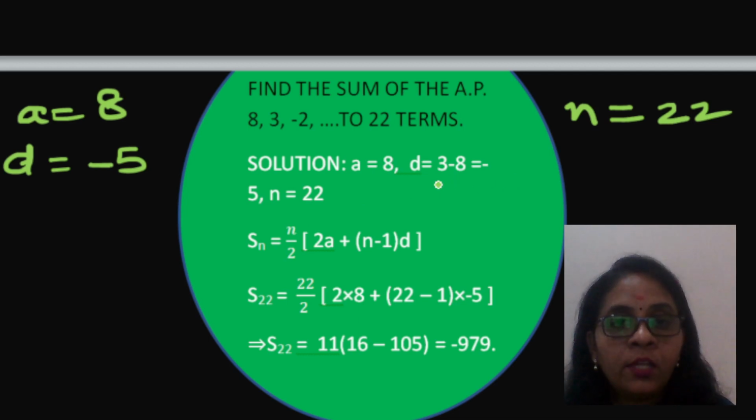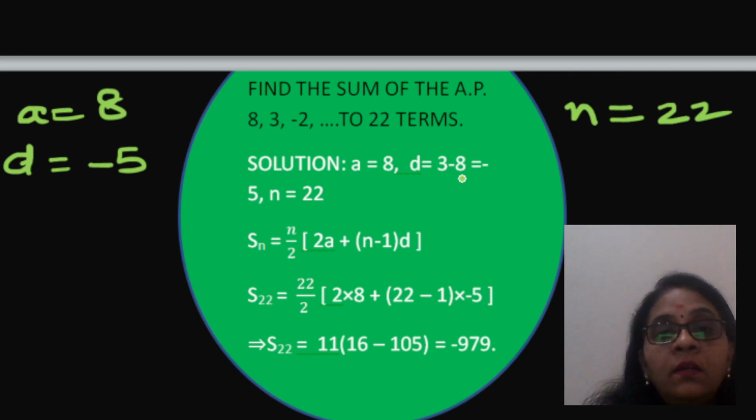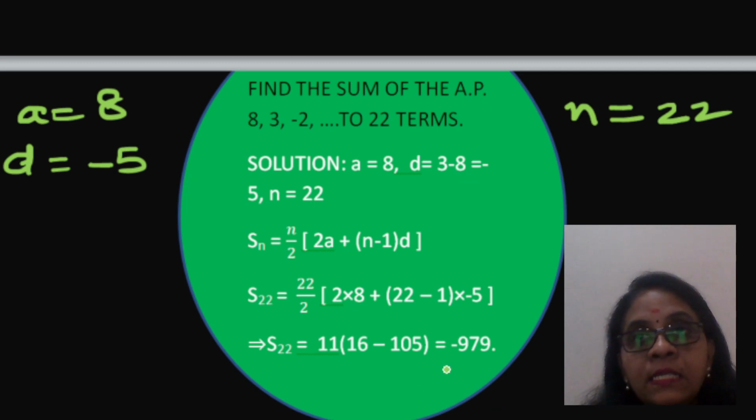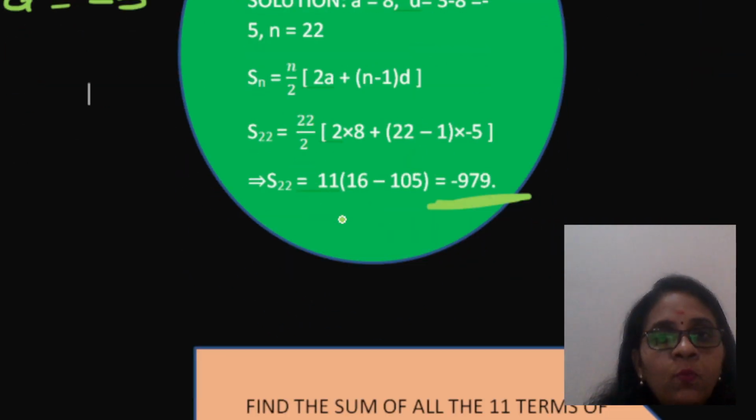So 2 into a, 2 into 8, which is 16, plus n minus 1, 22 minus 1, which is 21, into minus 5. So 16 plus 21 into minus 5. 21 into minus 5 is minus 105. So 16 minus 105 into 11. Why is it 11? Because 22 by 2 is 11. That gives minus 979. Minus 979 is the sum of the first 22 terms of the given AP. Is this clear? So let's see one more question.